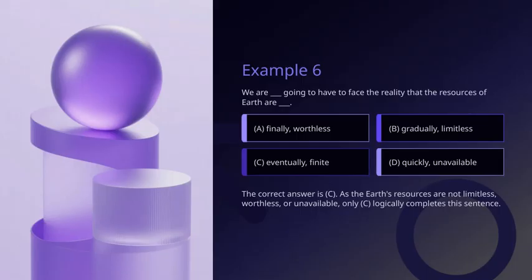All right, let's look at this example. We are going to have to face the reality that the resources of Earth are... And here, the key point is understanding the correct word choices. The answer is C, eventually, finite.